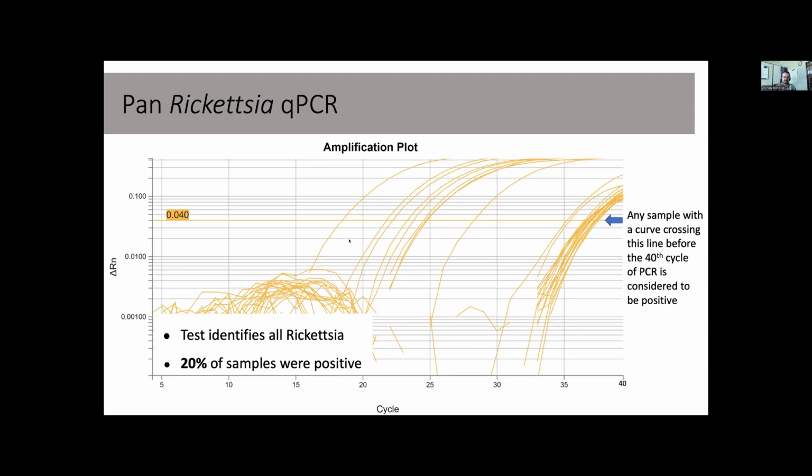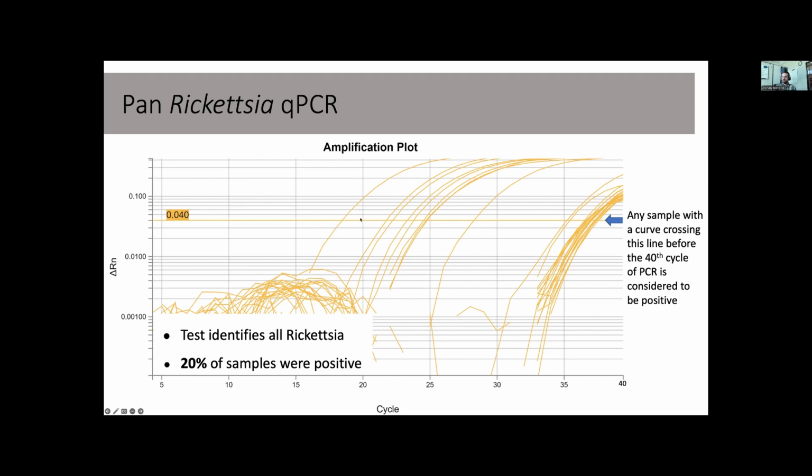We then extracted the tick pools and we ran a pan-Rickettsia qPCR that detects the presence of all Rickettsia. So that's going to be pathogenic and non-pathogenic Rickettsia species. And looking at this amplification plot, we're going to have this threshold line right here in the middle that the arrow is pointing to.